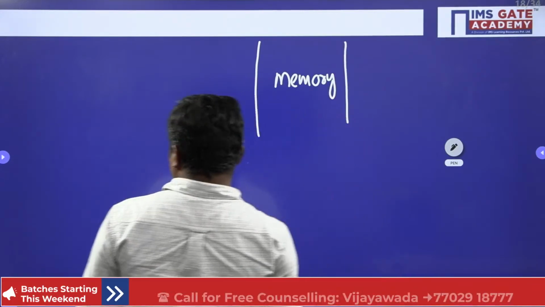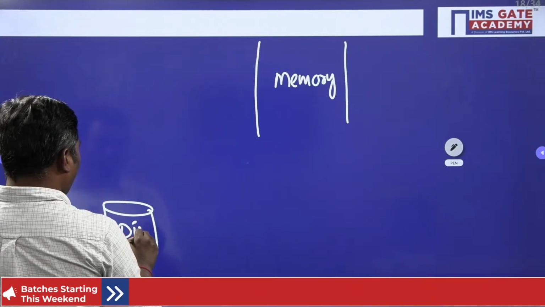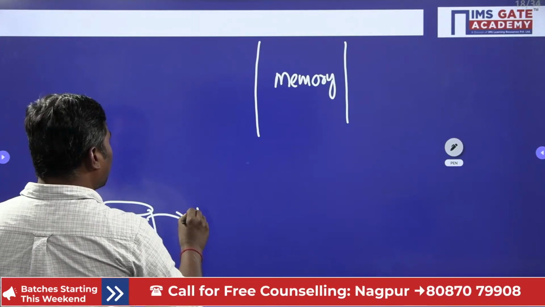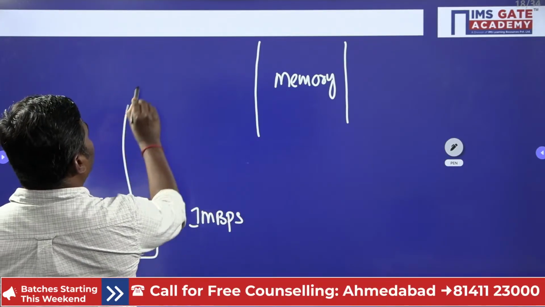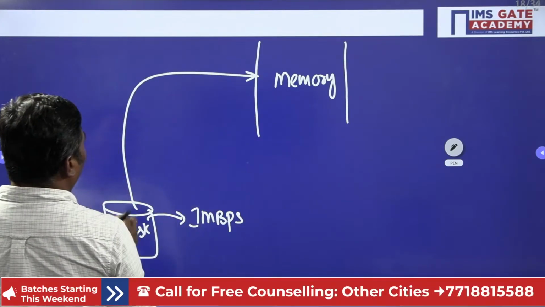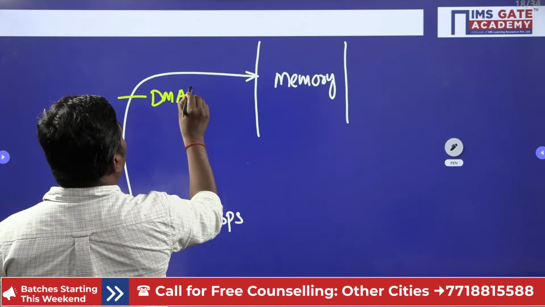This is a memory. Now here is a device. Okay, this is the device. This is the disk. The rate of the disk is 1 Mbps. Now we are transferring the data from disk to memory by using a DMA controller. Here is a DMA.